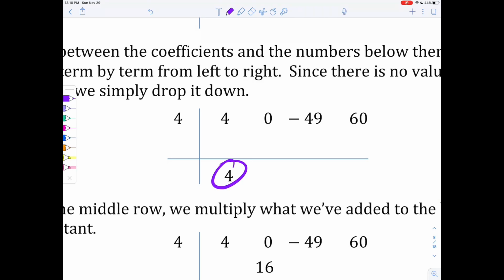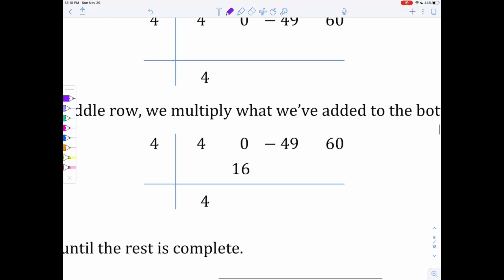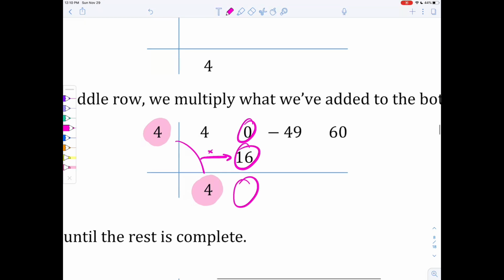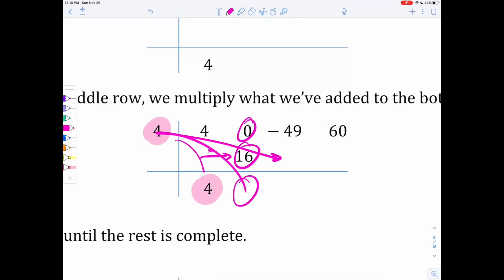To get what goes here, here, and here, we're going to be doing alternating multiplication and subtraction. So we're going to take these two terms and multiply them to get 16. From there, we'll be subtracting again. So 0 minus 16 is going to get us a value here. We're going to multiply that by 4 to get a value there. And we're going to keep doing that: subtract, multiply, subtract, multiply.